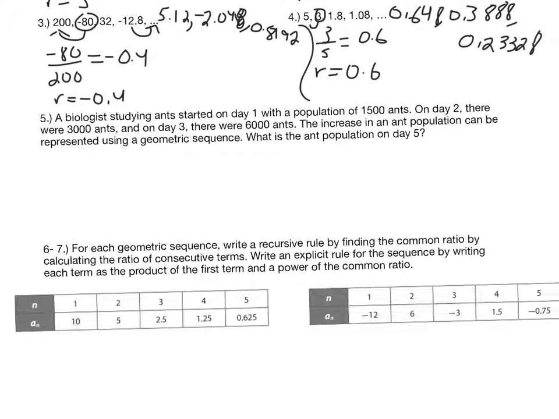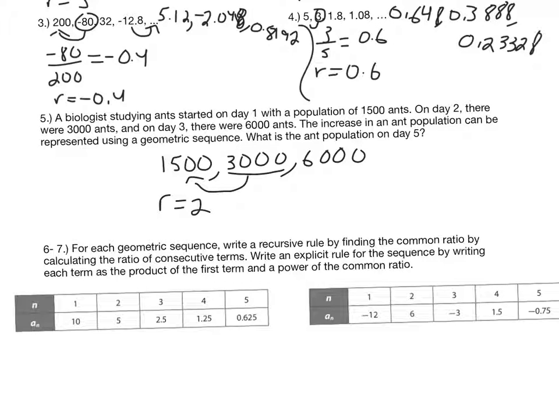So biologists studying ants started on day 1 with a population of 1,500 ants. Day 2, there were 3,000 ants. Day 3, there were 6,000 ants. So this is a geometric sequence. We want to know what the population is going to be on day 5. Day 1, our first term, would be 1,500. Day 2 would be 3,000. Day 3 would be 6,000. It's pretty obvious that we're multiplying by 2 each time, but you could take your 3,000 and divide it by 1,500, and that would give you your common ratio, which is 2.